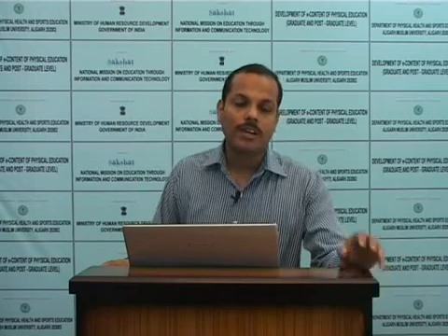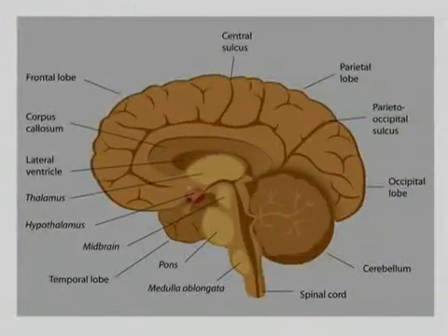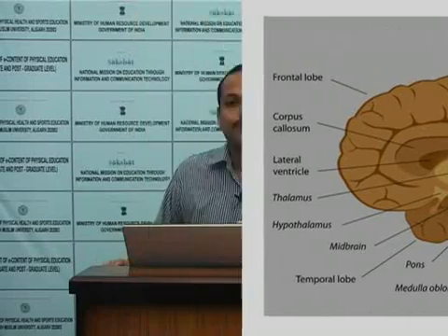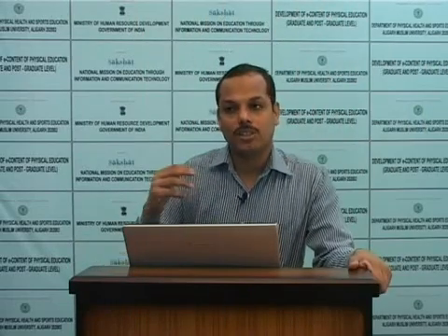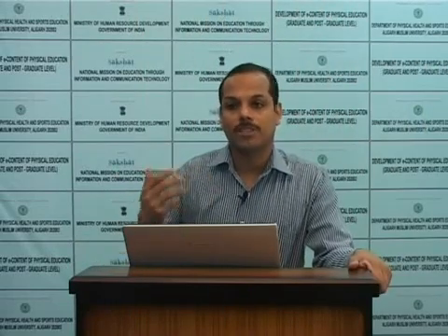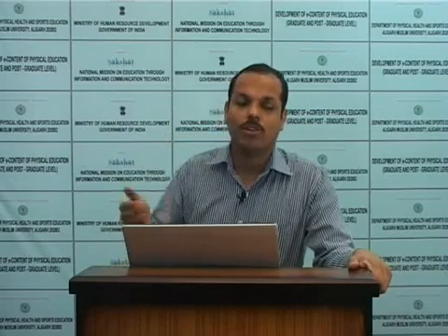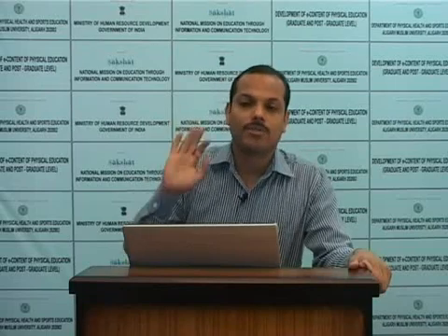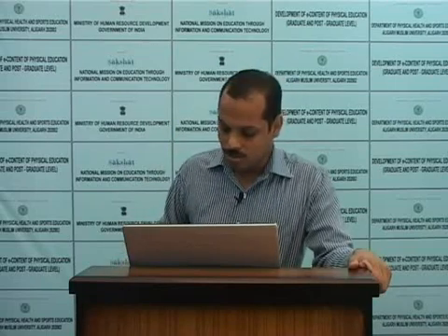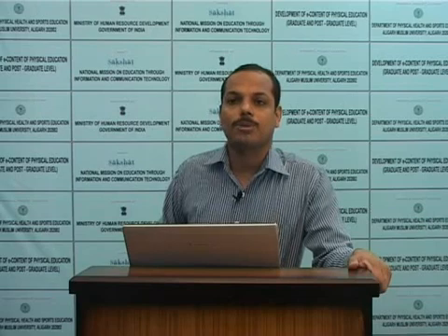Now, another function of the hypothalamus is that it controls the biological clock. There is a rhythm in the body, a biological clock, and the hypothalamus is the center which controls it. And next is emotion: fear, rage, pleasure, reward, punishment. All these are controlled by the hypothalamus along with the limbic system and prefrontal cortex. So we were discussing the functions of the hypothalamus.